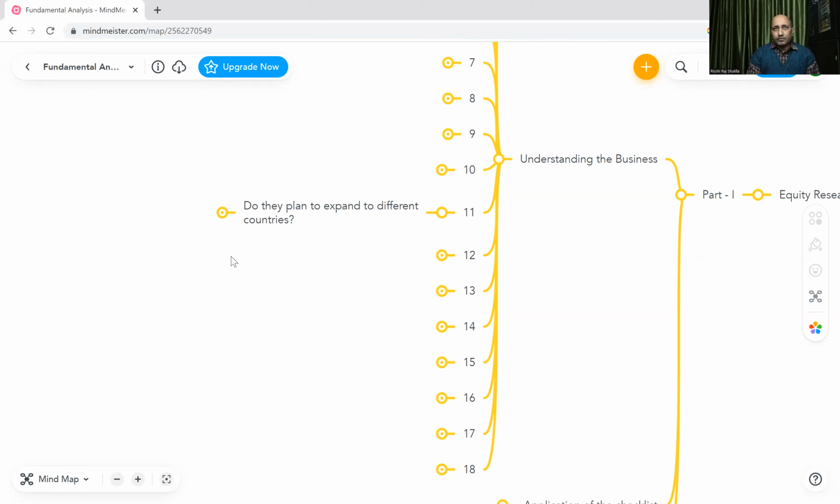We can see the case of Suzlon Energy. They expanded in different countries, but they were not able to manage, and ultimately a downfall happened. So we have to see such expansion with a pinch of salt and try to understand. If you are able to understand, then go ahead. If not, we should back out from such a company.